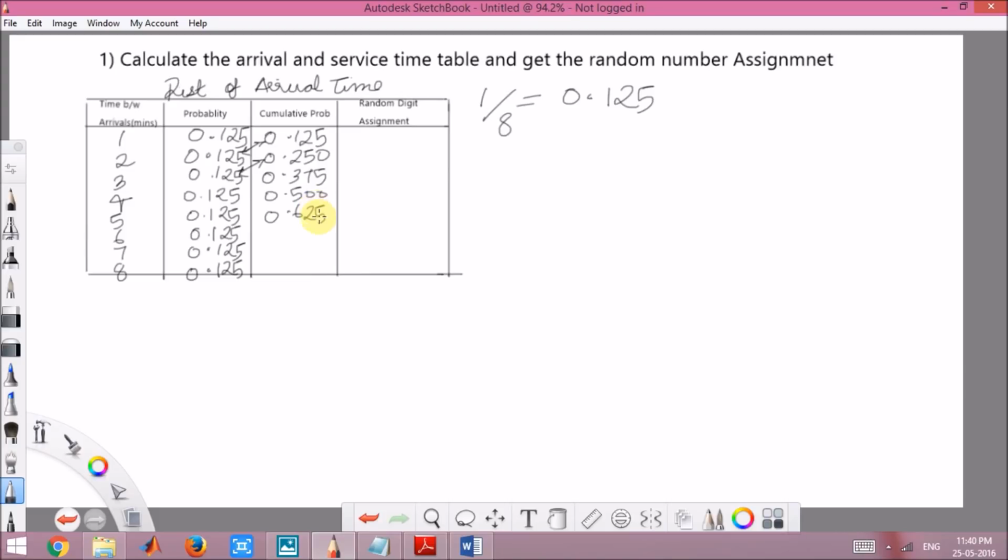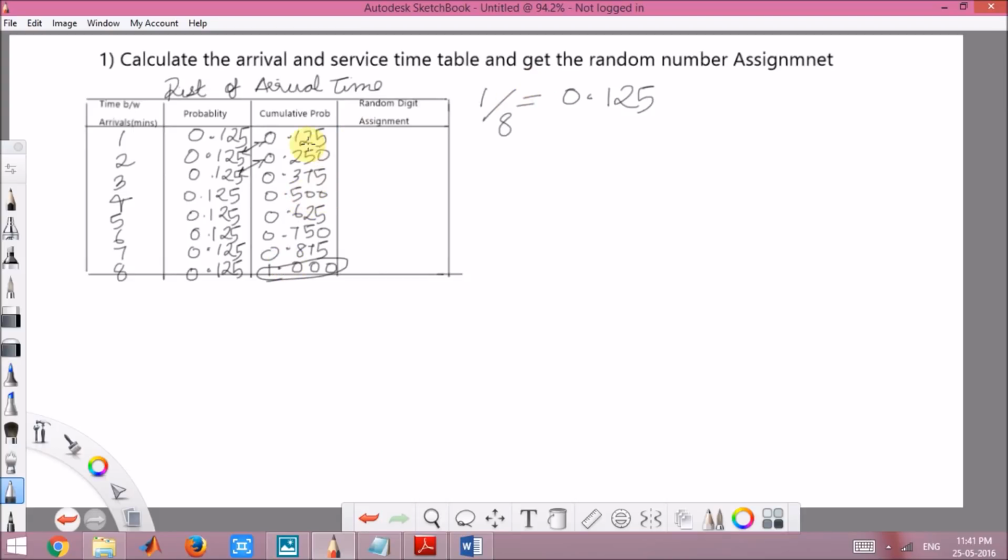0.625, 0.750, 0.875, and lastly 1.00. A measure to check whether all your calculations have gone correct is that at the end you are supposed to get 1, because at the end the cumulative probability lies between 0 and 1, so the final value should be 1. So this is like a measure to check if the last instance in this column gives you 1, that means your summations have been right.